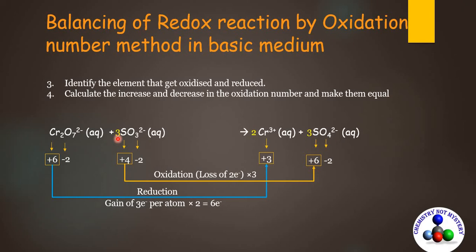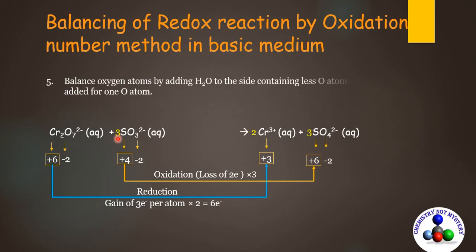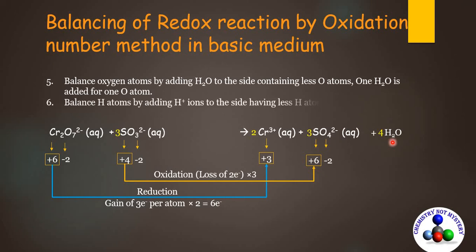Next step is to balance oxygen atoms by adding H2O to the side containing less oxygen atoms. Here 16 oxygen atoms are present on the left side of the reaction, but there are 12 oxygen on the right side of the reaction. So we need to add 4 water molecules on the right side of the reaction. Next step is to balance hydrogen atoms by adding H+ ions to the side having less hydrogen atoms. Here we have 8 hydrogen atoms on the right side of the equation. So we need to add 8 H+ ions to the right side of the equation.